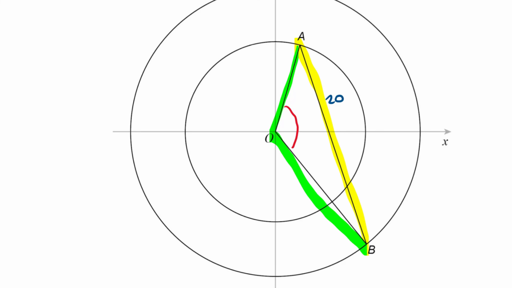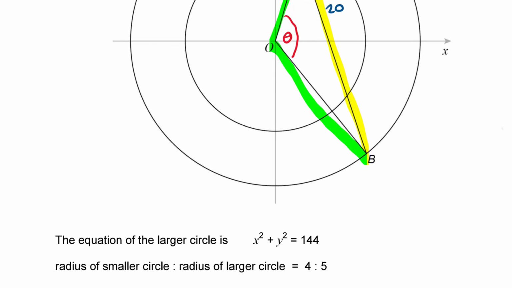That's the angle that we want. Let's call it theta for now. What is that angle? Well, we don't know, do we? Let's have a look at the information we've got down here.